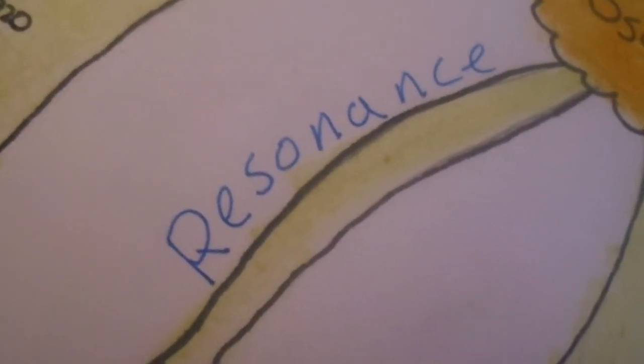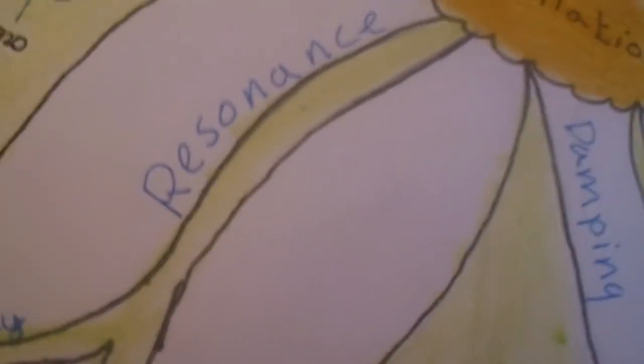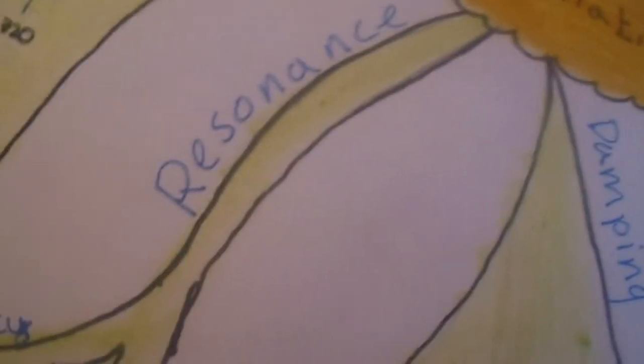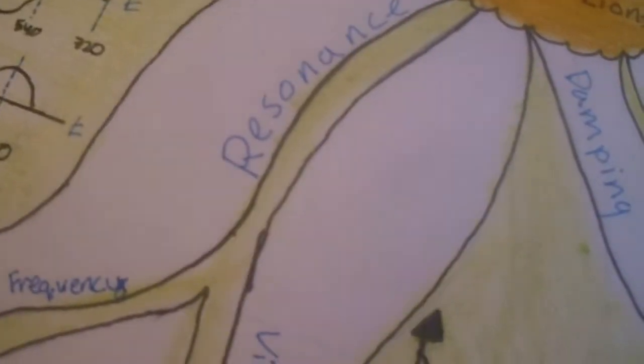Now I'm going to be talking about resonance, and resonance is made up of two things pretty much: natural frequencies and vibrations. Resonance is the tendency of a system to oscillate with greater amplitudes at some frequencies than others. A natural frequency is the frequency at which a system tends to oscillate in the absence of driving or damping force. So basically resonance is when you have an object that's at its maximum amplitude while it's oscillating.